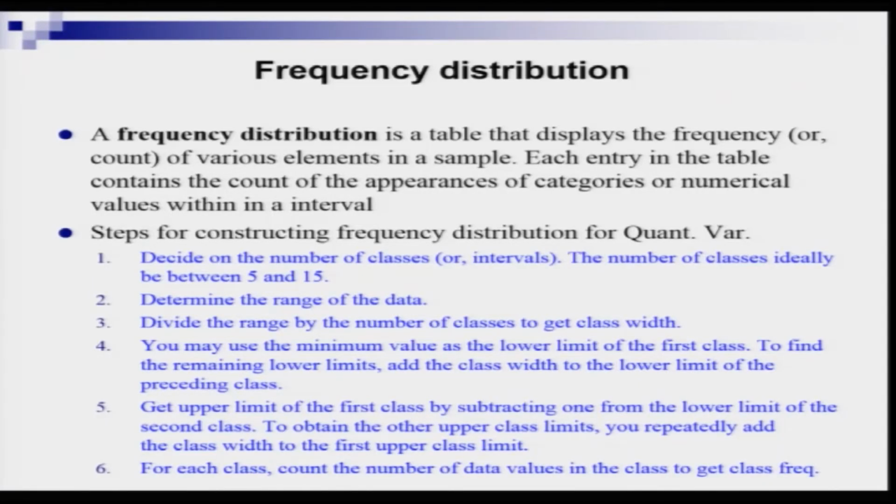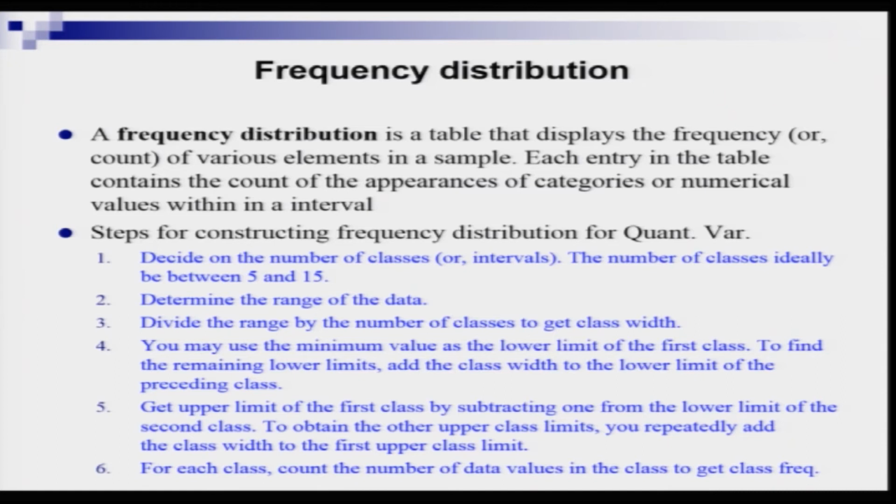The first important concept that I am going to talk about is the concept of frequency distribution. What is a frequency distribution? A frequency distribution is a table that displays the frequency. What is a frequency, by the way? If you do not know, frequency is basically just a count measure of various elements in a sample. Each entry in the table contains the count of the appearances of either categories in the case of a qualitative variable, or numerical values within an interval.